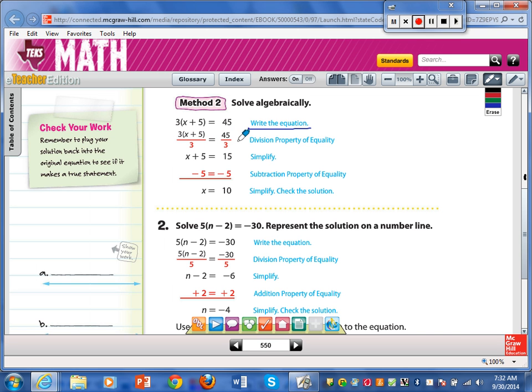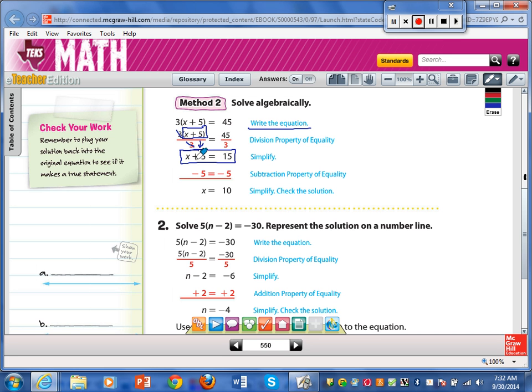As you can see, once again, this 3 will cancel this 3, and the only thing left over is your x plus 5. So that's what comes down right here. Now 45 divided by 3 is 15, and you end up with another brand new one-step equation. Now that one should be simple enough.